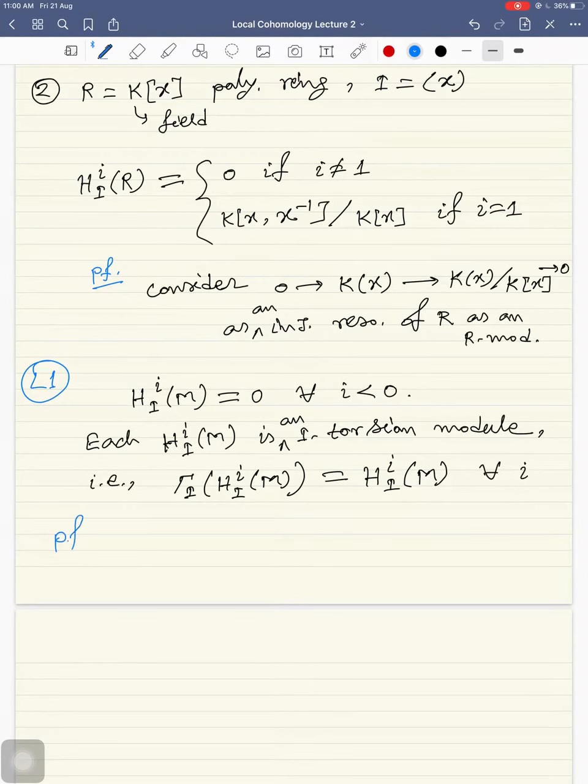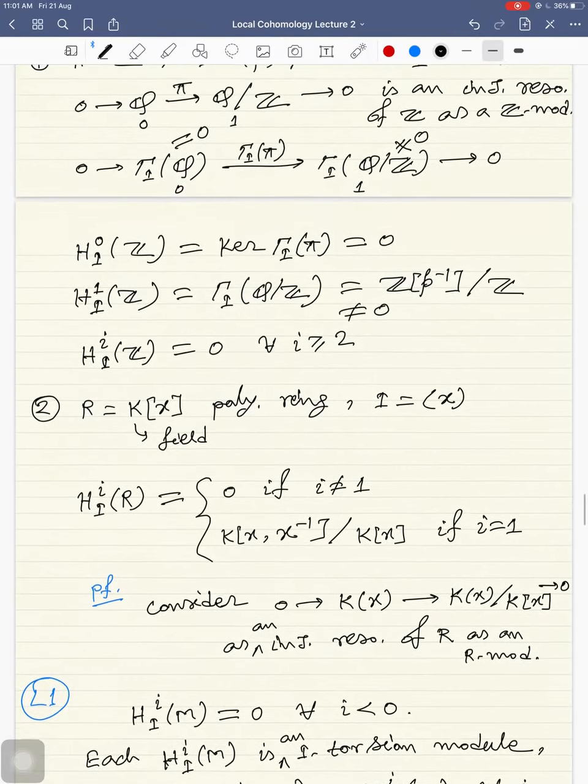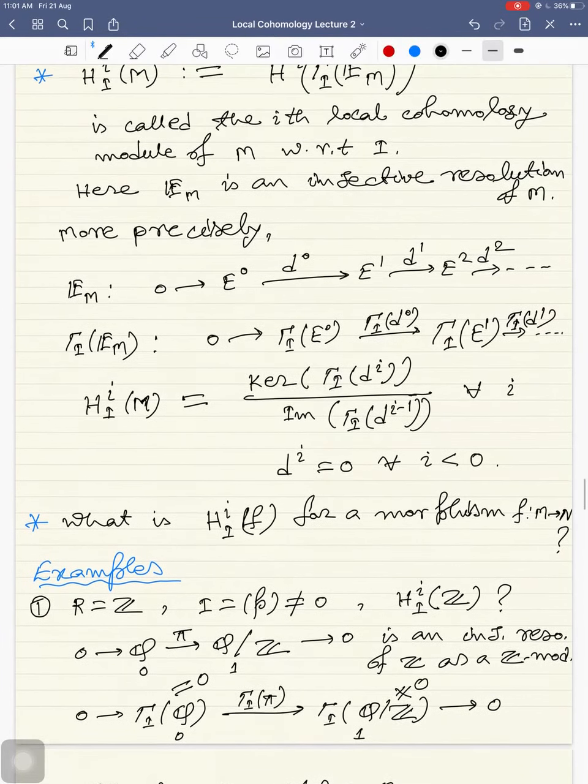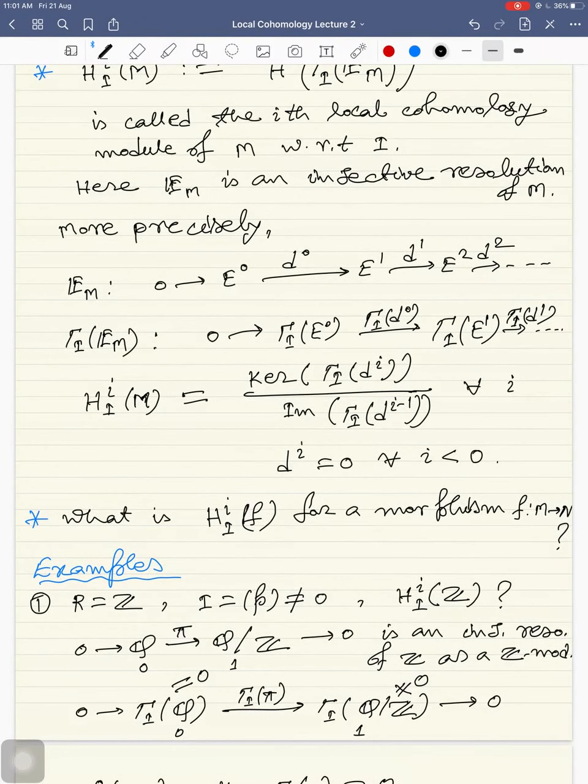So proof. It follows almost from the definition of the ith local cohomology module of M with respect to I. You can see that it is just a subquotient of an I-torsion module. So this thing is an I-torsion module. Let's say I equal to 1. Then this thing is an I-torsion module.